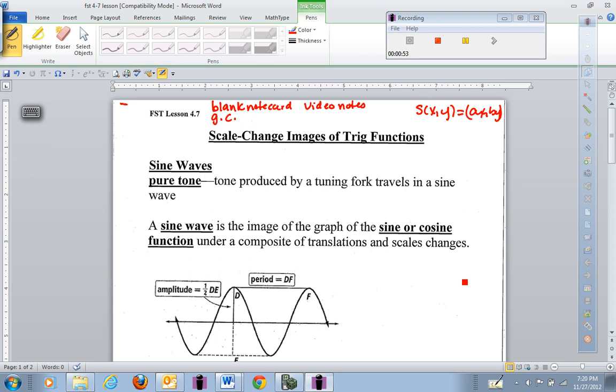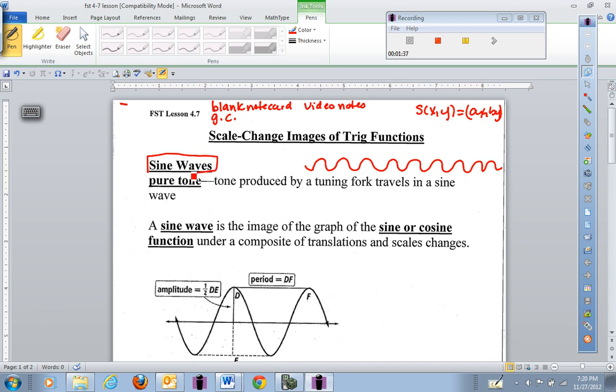Sound waves, or pure tones as they're called, are tones that are produced by a tuning fork as it travels in a sine wave, meaning that it's just going to be a wave that goes like this. It's going to repeat itself over and over and over again. And this pure tone, or this sound wave, is considered a sine wave.